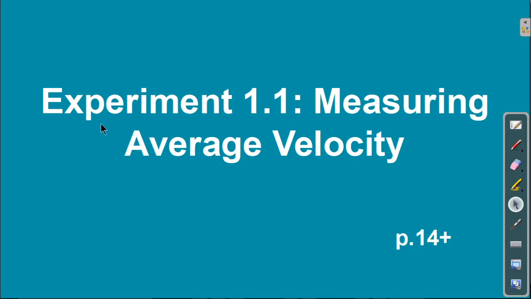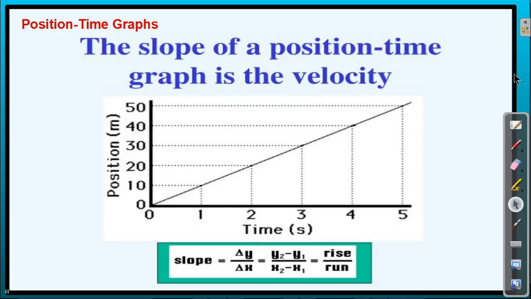So you will be performing an experiment at home. It's called measuring average velocities on page 14. If you like to do your experiments as you read your book, you can stop and do the experiment, or you can do them all at the end. It's up to you, but you're going to have an experiment to practice this.